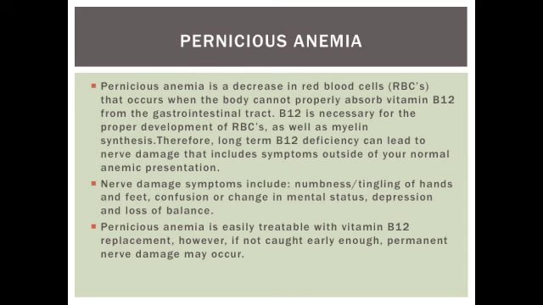And lastly, pernicious anemia. Pernicious anemia is a decrease in red blood cells that occurs when the body cannot properly absorb vitamin B12 from the gastrointestinal tract. Vitamin B12 is necessary for the proper development of red blood cells, as well as myelin synthesis. Therefore, long-term vitamin B12 deficiency can lead to nerve damage that includes symptoms outside of your normal anemic presentation.